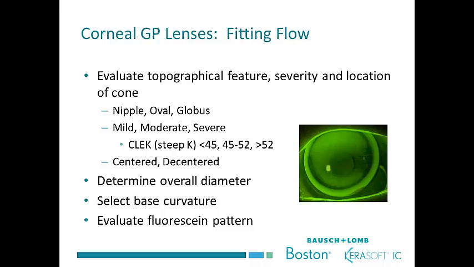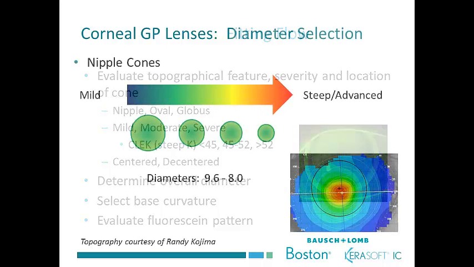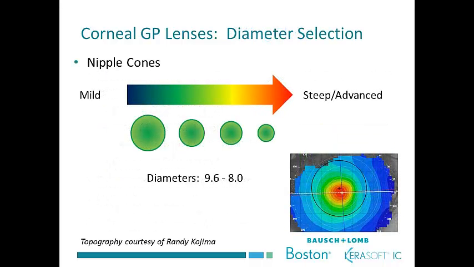If the steep K is less than 45, it's mild. Between 45 and 52, it's moderate, and greater than 52 is considered advanced keratoconus. And lastly, you want to determine if your irregularity is centered or decentered, because that also plays into how you're going to fit this lens. Once you've determined what shape you have, you want to designate which overall diameter you're going to select. You determine your base curve, and then you evaluate your fluorescein pattern. So let's talk about diameter selection. This is why it's really helpful to know what type of irregularity you're working with.